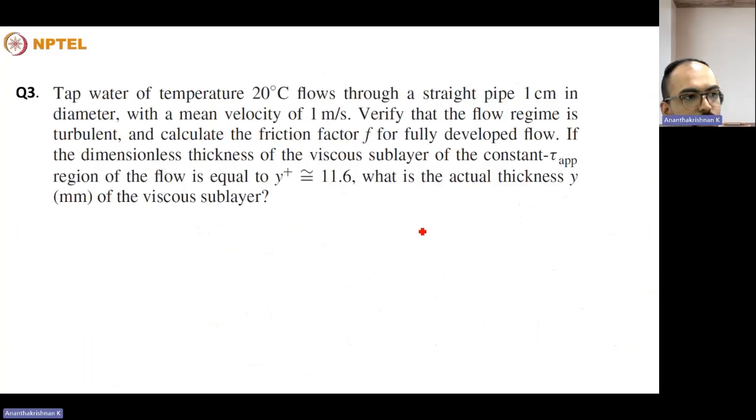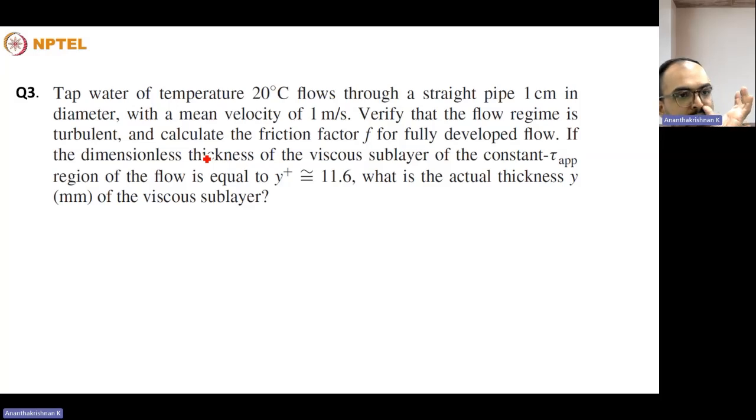Let's look into the third problem. This is for the case of turbulence and the dimensionless wall variable.